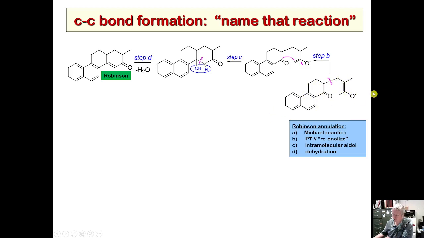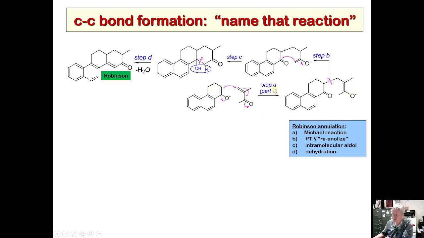Other thing about the structure of the Michael donor. At first, we're going to have it be an enolate here, and then as we go back, it'll be a ketone. So, anyway, here it is. There's the enolate of the Michael donor, and there's the Michael acceptor. You can see how these two things come together to make this enolate here.